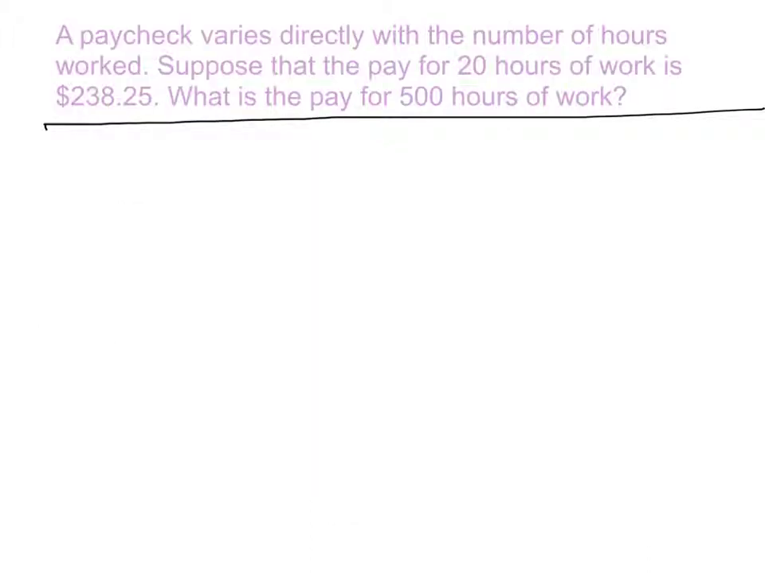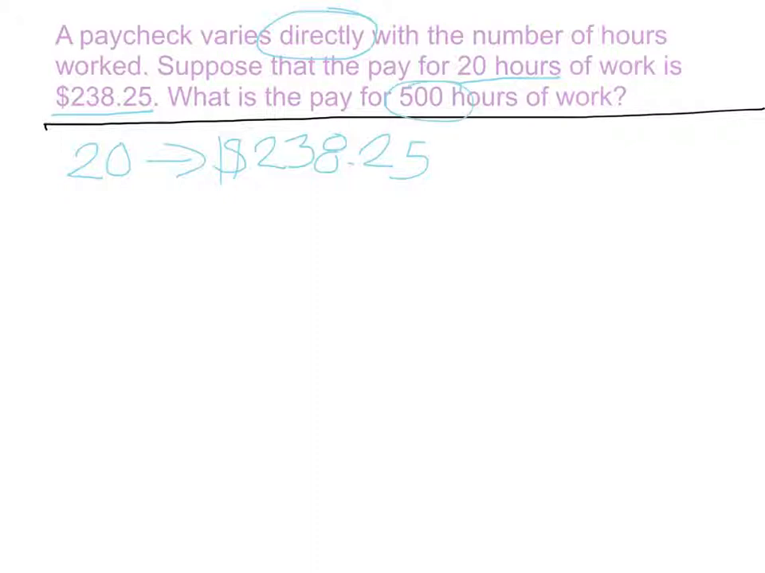Let's do an example problem with direct variation. This says a paycheck varies directly, so that's the first thing I'm going to circle. It's telling me direct variation. So a paycheck varies directly with the number of hours worked. I know that the pay for 20 hours is $238.25. So for 20 hours, I get $238.25. And they want to know what is the pay for 500 hours of work. So for 500 hours, what's going to be the pay for that?